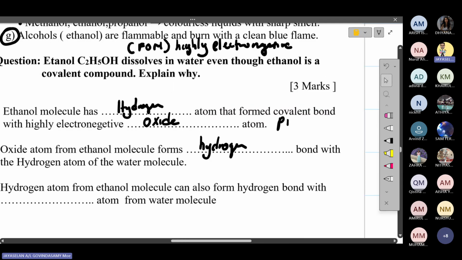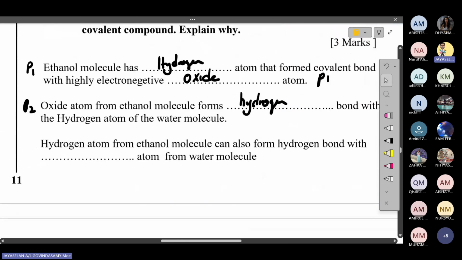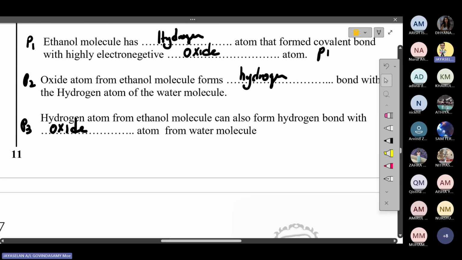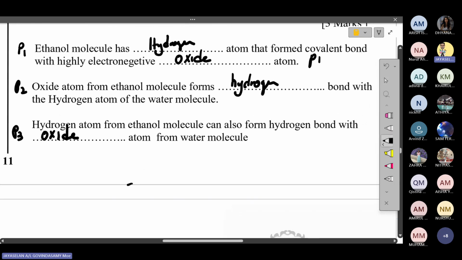Okay, the hydrogen atom from the ethanol molecule also forms hydrogen bonding with what atom? With oxygen. So you put here the oxygen atom of the water molecule. That's all. Any question? Sir, I don't understand this one. So you all do what? You all put like this.